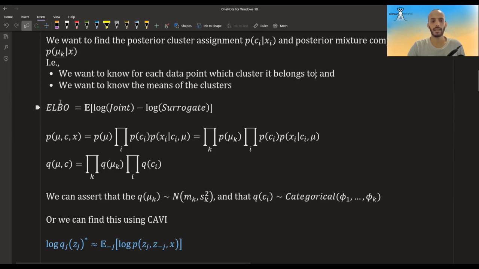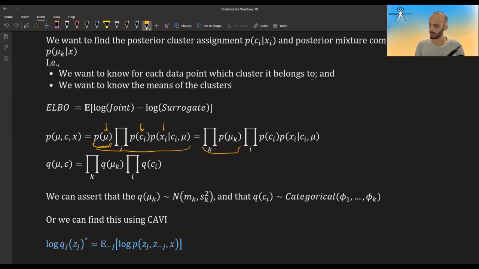So we do this by maximizing the ELBO, of course, which is the log of the joint minus the log of the surrogate, and we do this using the CAVI algorithm. And the joint is just given by this, which is the process we described. We first draw K cluster centers, and then for each observation we choose randomly one of the clusters, and then we draw a point from a Gaussian on that cluster. And since the clusters' centers are not correlated, this is equal to this thing over here.